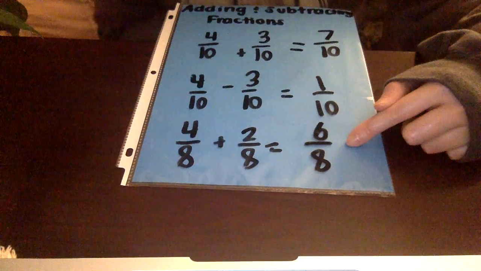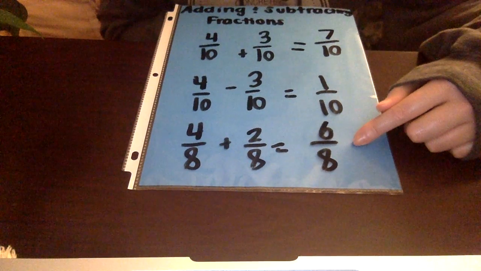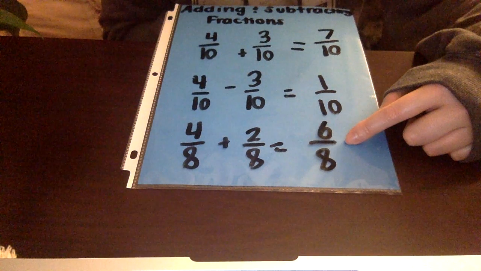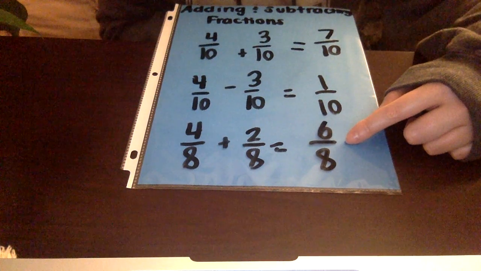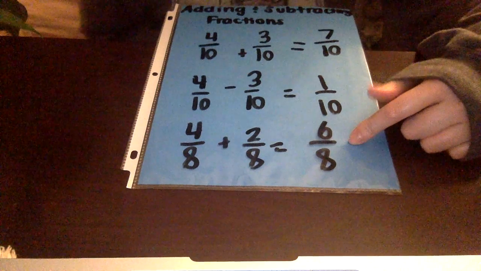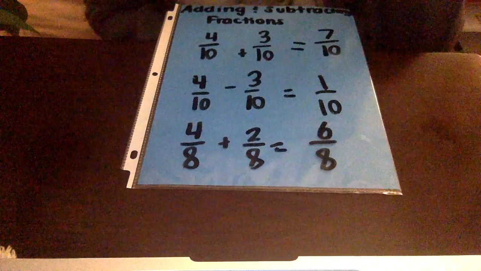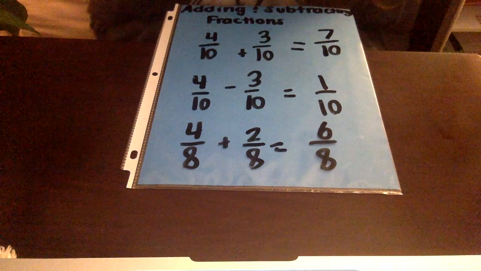So if you're doing this on a test, for example, you might have 6/8 as an answer option for this problem, but you might not have 6/8. And the only reason why you wouldn't have 6/8, because 6/8 of course is the correct answer, but it's not the answer in its simplest form.